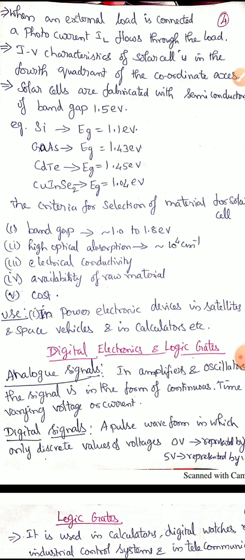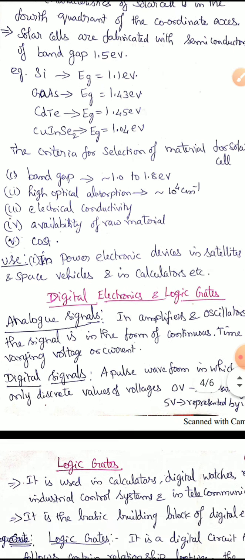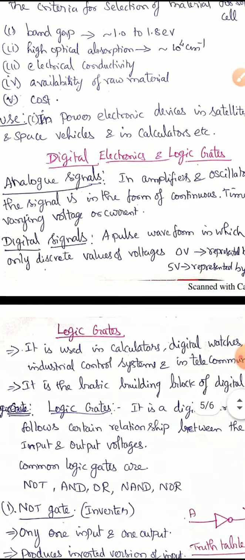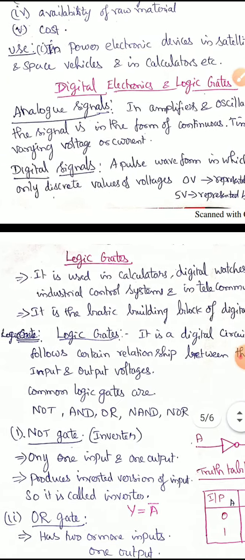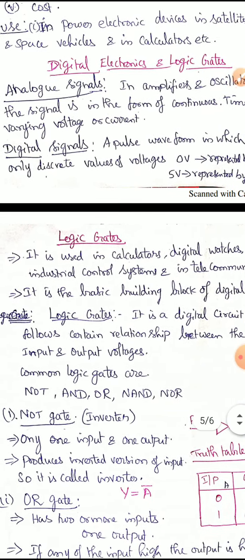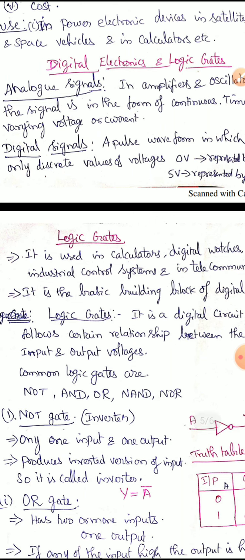So, now we can go for digital electronics and logic gates. From the heading digital electronics itself, we can understand it is about digital signals. We have two types of signals: one is analog signals and another one is digital signals.